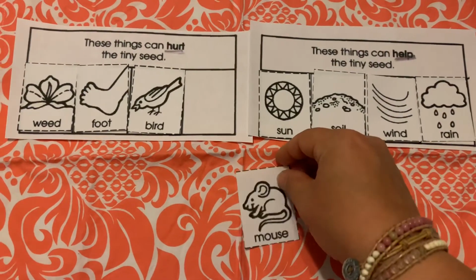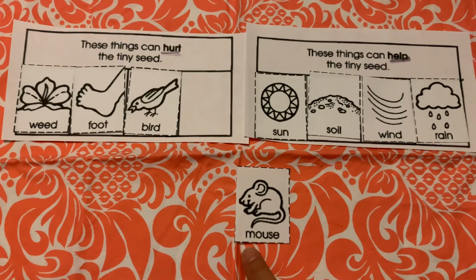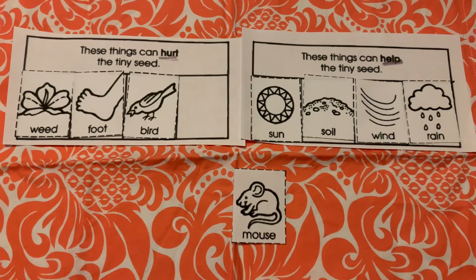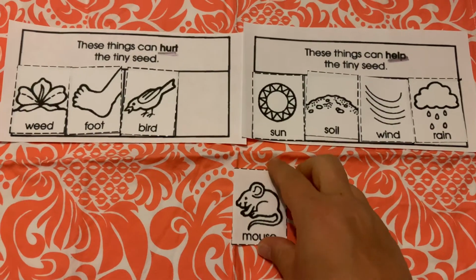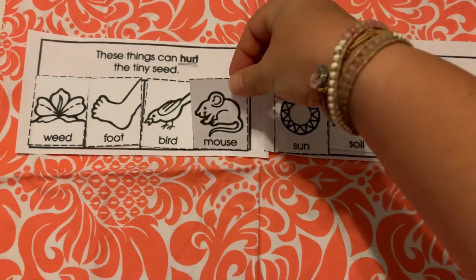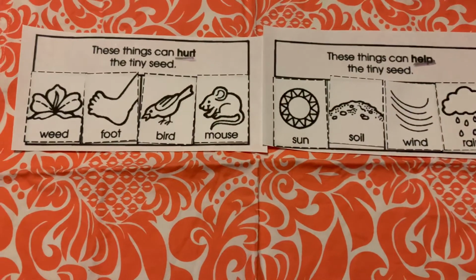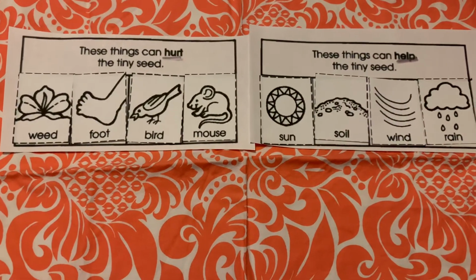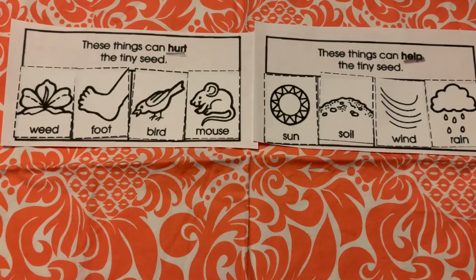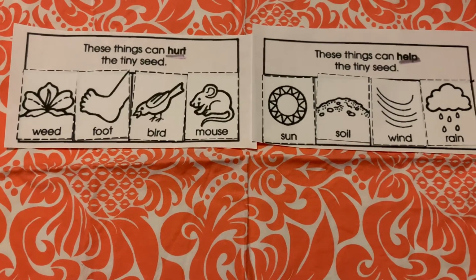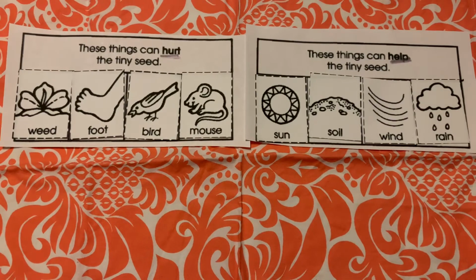Our last picture is the mouse. Was the mouse hurtful or helpful? That's right. For the same reason that the bird hurt the tiny seed, the mouse hurt the tiny seed too by eating it. And then the seed couldn't grow because the mouse ate it and it was in its belly.